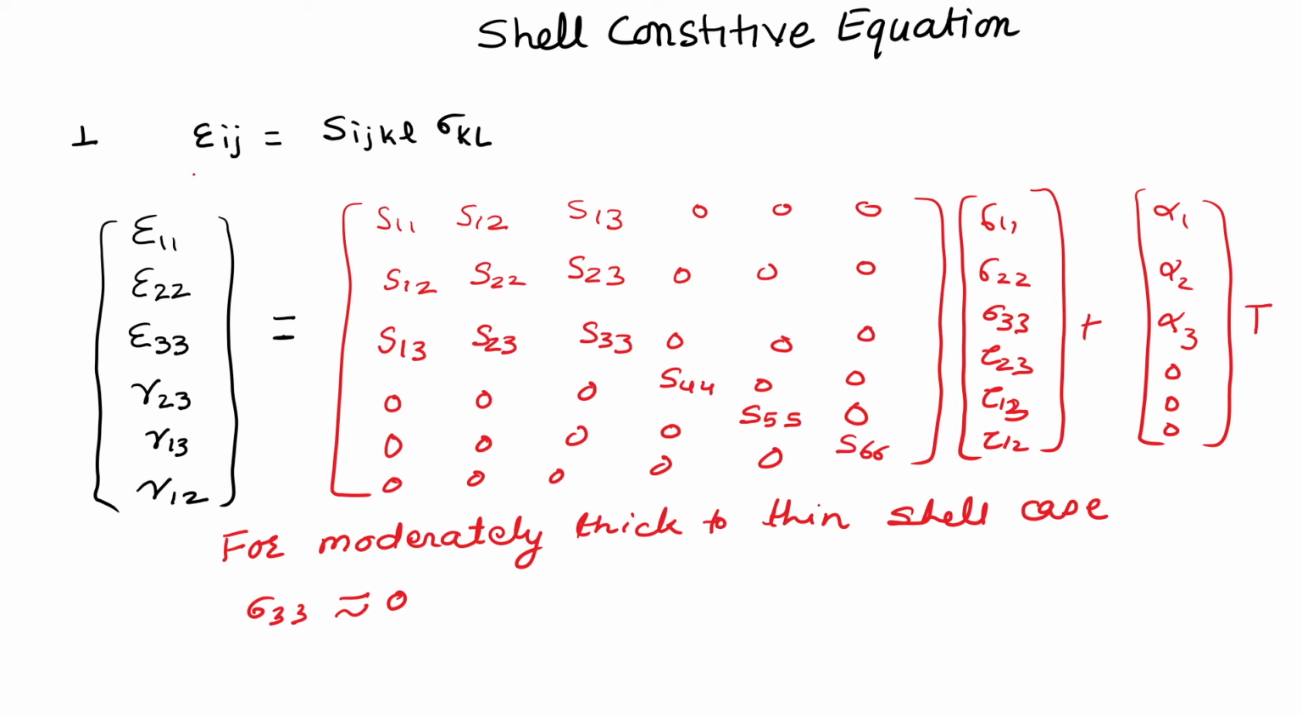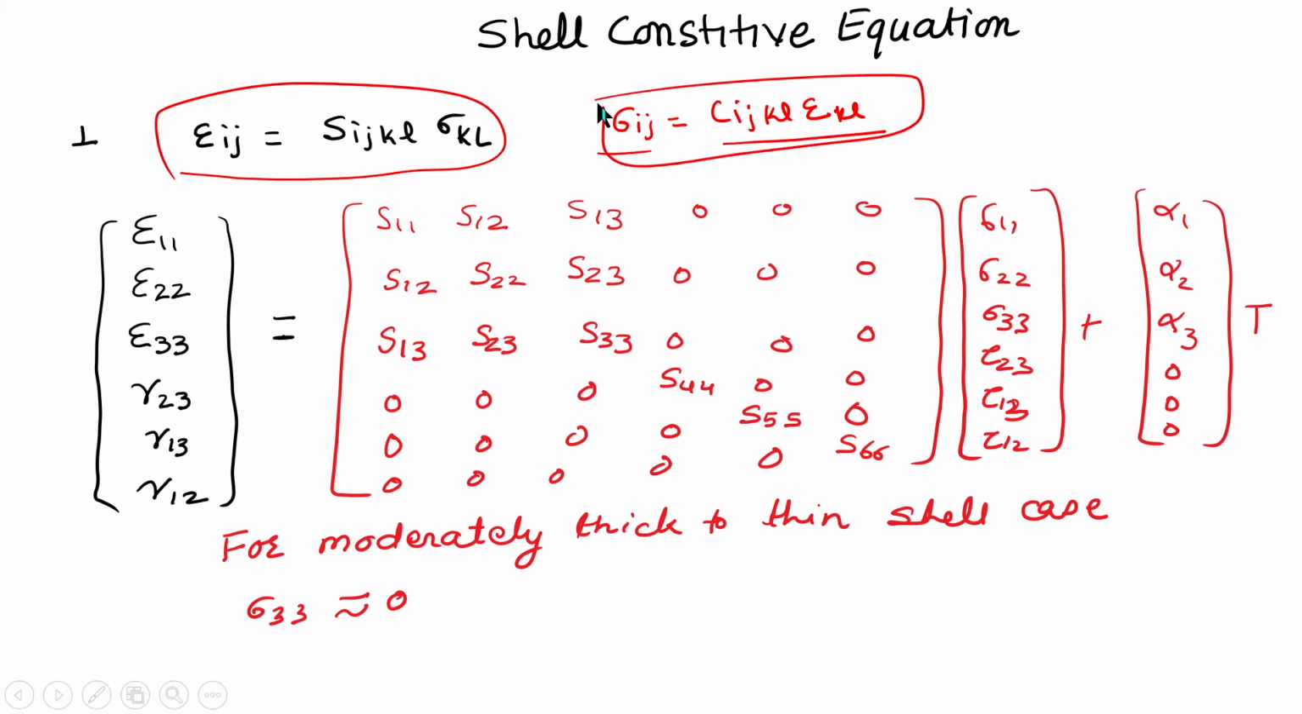You may be aware of the generalized Hooke's law, which is this, or vice versa: epsilon ij equal to Cij KL epsilon KL, so sigma ij, this is just the reverse relation. For a purely mechanical shell, meaning an elastic shell, epsilon ij is equal to capital S I J K L sigma K L, where S is known as the compliance matrix and C is known as the stiffness matrix. This is available for an orthotropic material.